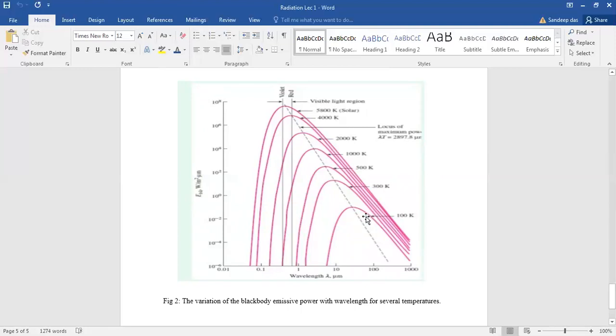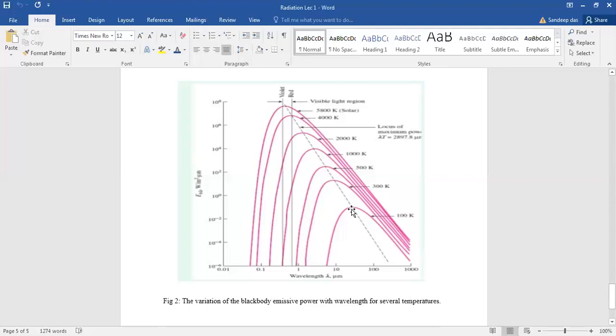Let's talk about this graph, the graph that is plotted for 100 Kelvin. We can see as the wavelength decreases, the graph goes up to a maxima and then it decreases. This behavior is shown by all other graphs at different temperatures. Let's say if we increase the temperature to 300 Kelvin, the graph will show similar behavior. That is, it will go up to a maxima and then it will drop. Again for 500, it will drop.